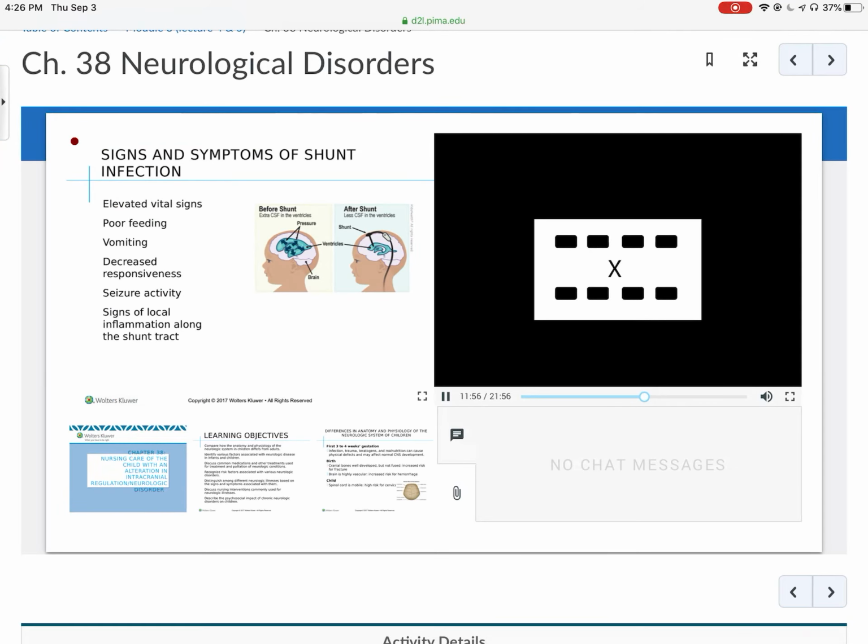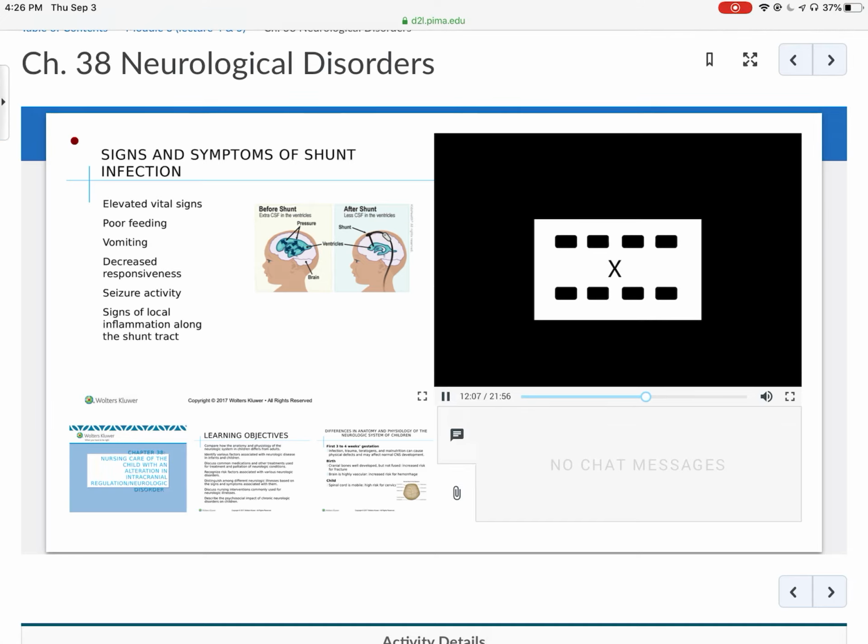When they have a shunt in, you can see the shunt. Before the shunt, the ventricles are enlarged, and after the shunt goes into the ventricle, it has a little port here, and then drains behind the ear, goes all the way into the stomach, and it will drain and be absorbed in the stomach, the fluid.